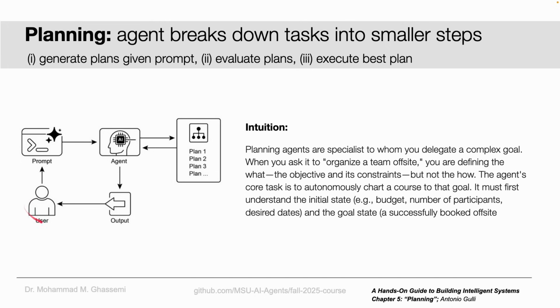We have a user. The user writes a prompt. It could be something like organize a team offsite. And this goes to an agent who first and foremost generates a plan. Now, why is organizing a team offsite a good example of where you'd want to come up with a plan? Well, because it's ill-posed. The organizing of the team offsite says what you want to do. It does not say how you want to do it.